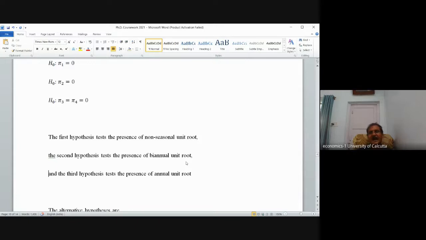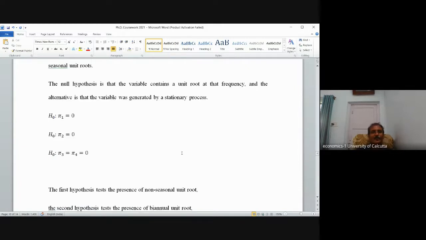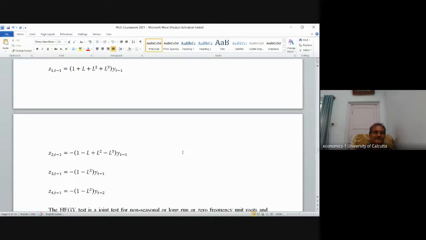That is half cycles within a quarter. Why half cycles? Again, look at the value of Z2. How to get this? This is Z2. So what is Z2? You have written it in expanded form. Z2 is equal to minus YT-1 plus YT-2 minus YT-3 plus YT-4.